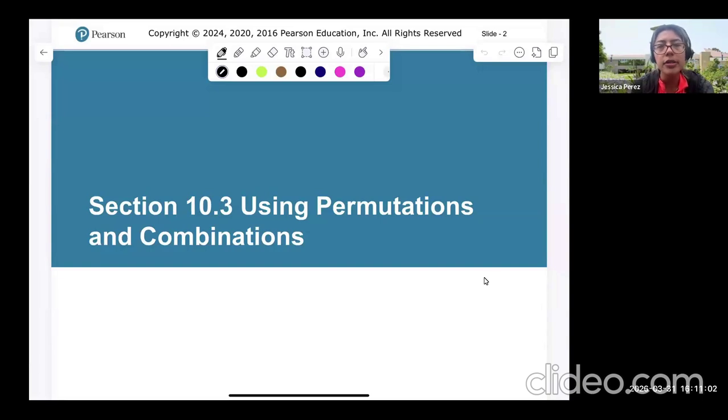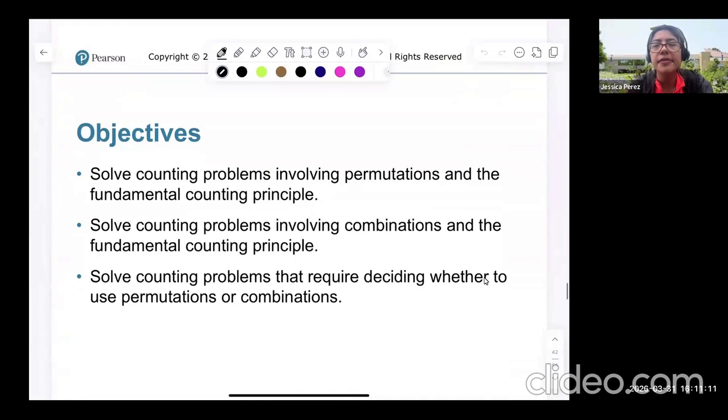In this section, we are going to be using permutations and combinations, which is another technique on counting specifically. What are the objectives of this section? We wish to solve counting problems involving permutations and the fundamental counting principle. The fundamental counting principle is what we already saw in section 10.2, which was n factorial, multiplying and using the product property for that. And then solve counting problems involving combinations and the fundamental counting principle. So that tells us that there's going to be some factorials involved when we do both permutations and combinations.